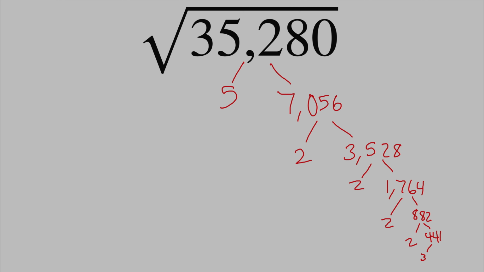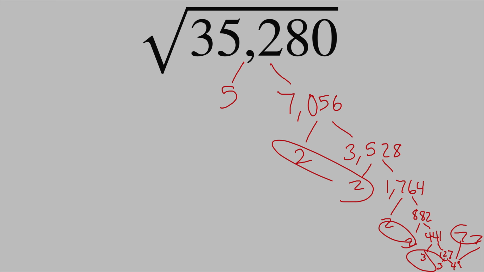So that's 3 and then 14. So 1 and then 14 would be 2. And then 21 is 7. 147 is also a multiple of 3. That is 3 times 49. And 49 is 7 times 7. So let's see. We have a pair of 7s, a pair of 3s, a pair of 2s, another pair of 2s, and a 5 all by itself.